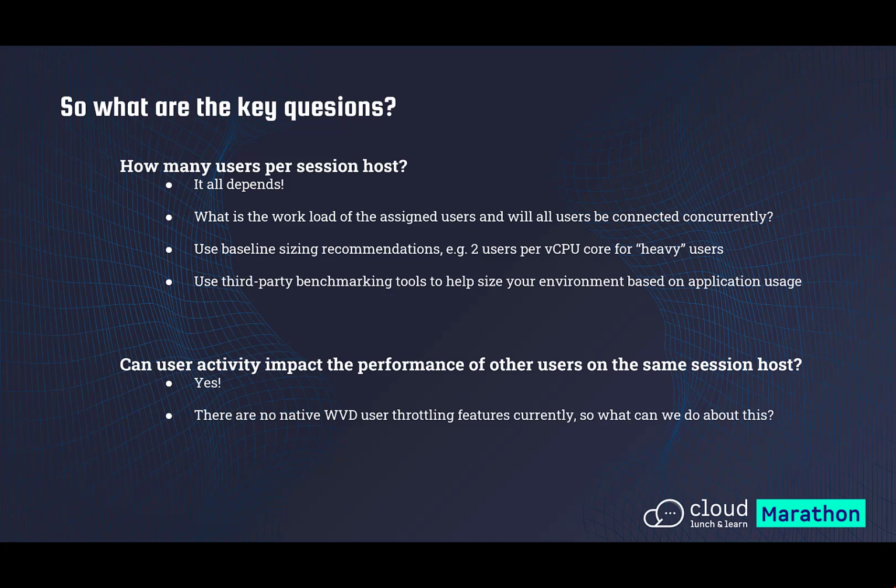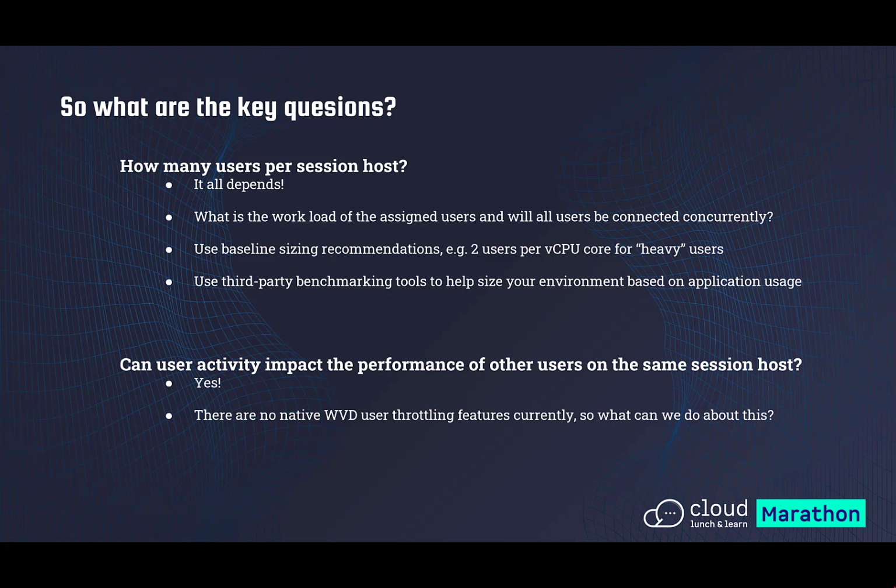For example, Microsoft has guidance of assigning 2 users per vCPU core for what are considered to be heavy users. That's a good starting point, but it's certainly not an exact science. It's going to vary from customer to customer because no 2 users are exactly the same. You can also use third-party benchmarking tools to help you to size your environment based on the application usage. This can be a good idea if you've got a large migration to do to Windows Virtual Desktop. You may want to do some performance analysis prior to the migration and do some benchmarking on the applications that the users will be using, just to see what level of performance is required.